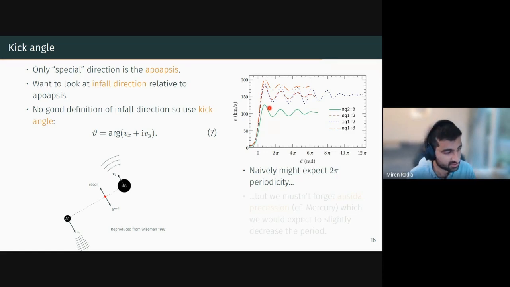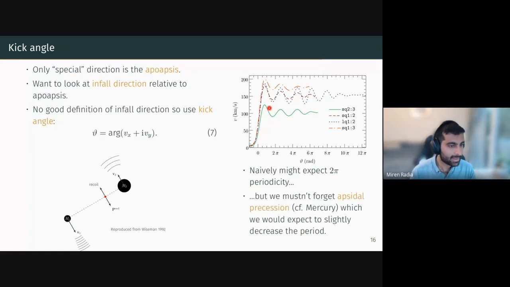We might just expect 2 pi periodicity, but we mustn't forget apsidal precession. For example, recall the solar system tests of general relativity. So the apsidal precession of Mercury, and this effect of GR would be expected to slightly decrease the period from 2 pi. And actually, this is in fact exactly what we see, that the period of these oscillations, the wavelength of these oscillations, is just a bit less than 2 pi. And we believe this is the cause of our deviation from 2 pi periodicity.